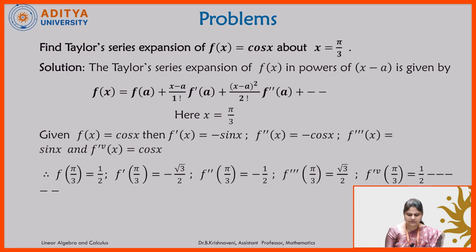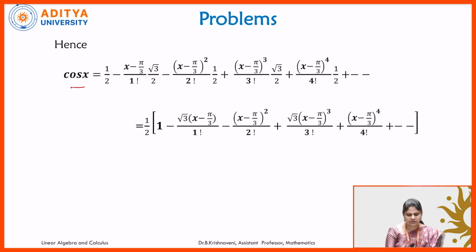So now substitute every value in the series. Then we get cos x is equal to 1/2 minus (x minus pi/3)/1 factorial into root 3/2, minus (x minus pi/3) whole square/2 factorial into 1/2, plus (x minus pi/3) whole cube/3 factorial into root 3/2, plus (x minus pi/3) to the power of 4/4 factorial into 1/2, plus so on.